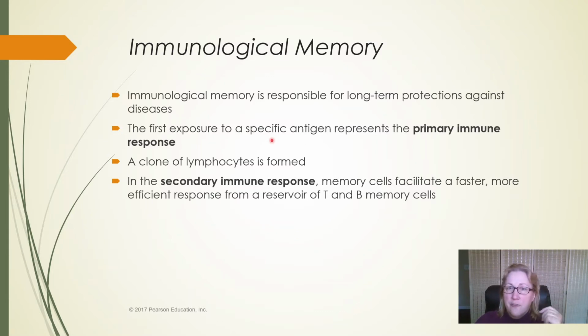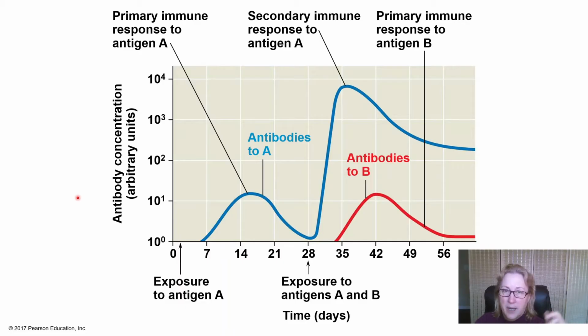So the first exposure to an antigen, when we generate the first population of memory cells, that's the primary immune response. A clone of B cells and a clone of T cells are produced as a response. The next time that same antigen is shown to the immune system, now we get what's called the secondary immune response. That means that antibodies are going to be produced much faster. The cell-mediated response is going to be much faster. Instead of taking 2 weeks, it's going to take a couple of days to get a really good response.